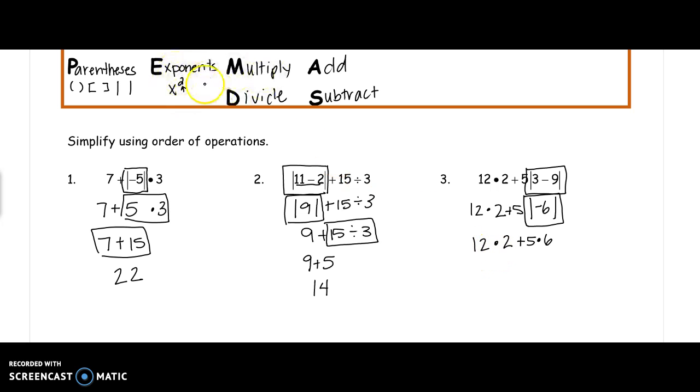So we don't have exponents. Can we multiply or divide? In this problem, we have two multiplies being separated by an addition. So 12 times 2 is 24. 5 times 6 is 30. And now we're just going to add or subtract. In this problem, we're adding. So 24 plus 30 is 54.